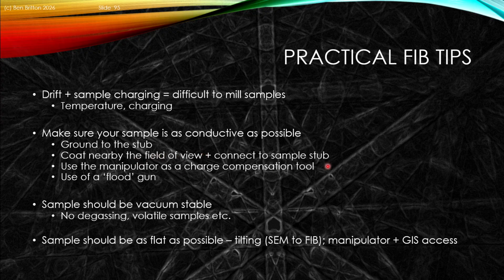With this system, you can also use the manipulator to act as a charge compensation tool, or you can use a flood gun, and that can be important with regards to the gas injection system and how we manage that depositing. Of course, in the FIB, all the systems, the sample should be vacuum stable. If it degasses or you get volatile samples, etc., that can impact milling, polishing, and deposition processes. And of course, the sample should be as flat as possible. That enables us to tilt to get our E-beam and I-beam deposition, and also enables us to have access with our manipulator and gas injection system.